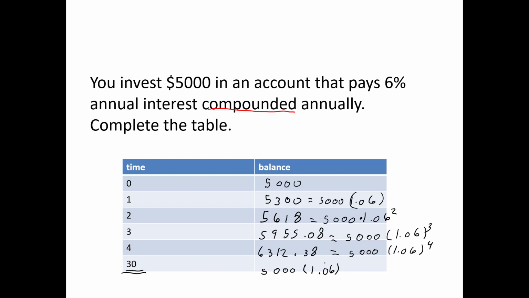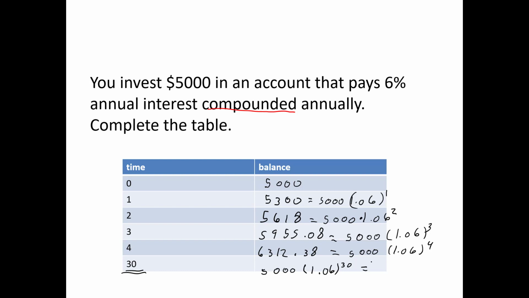And the only thing that changes is the exponent. I'm sorry, when your time is 1, you have a 1 here. When your time is 2, you have a 2 here. When your time is 3, you have a 3 here. And so it should make sense then that for 30, you have 30.